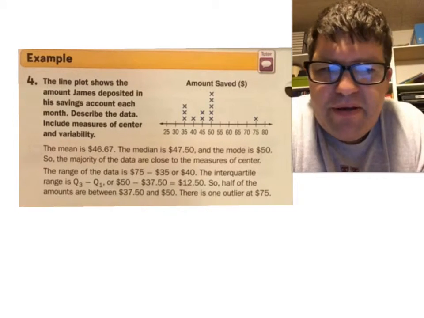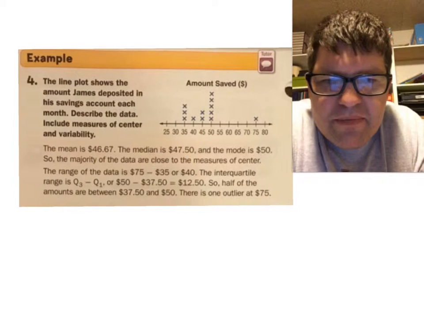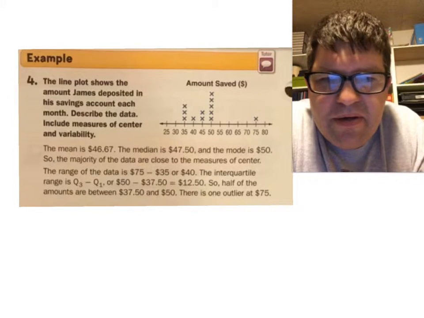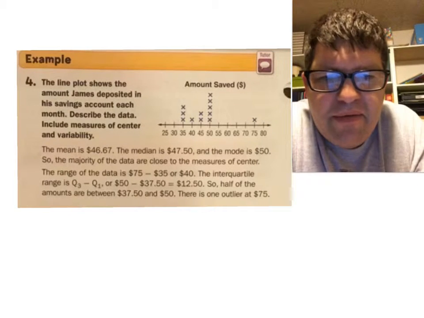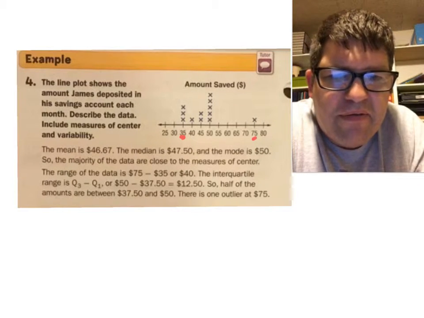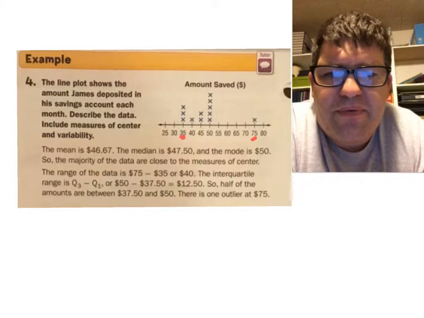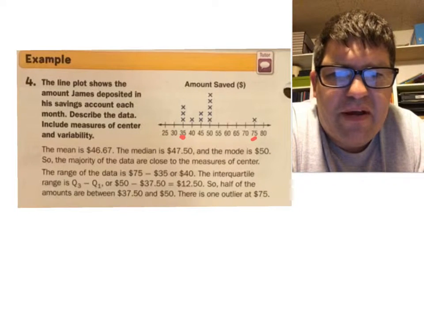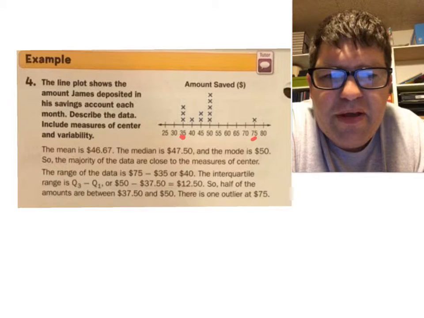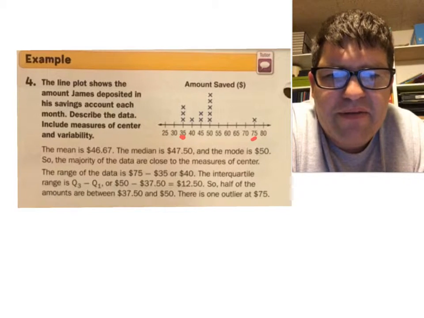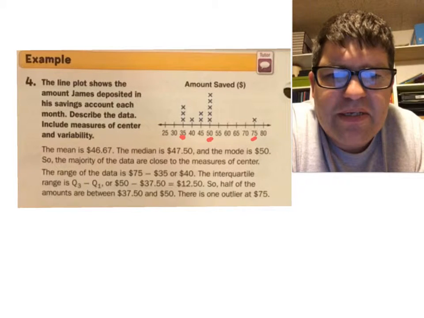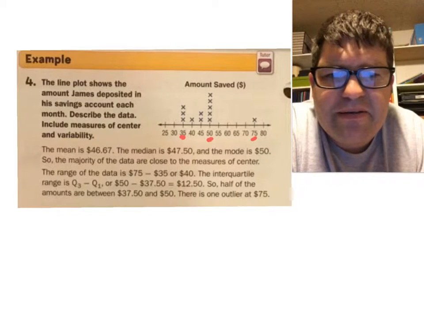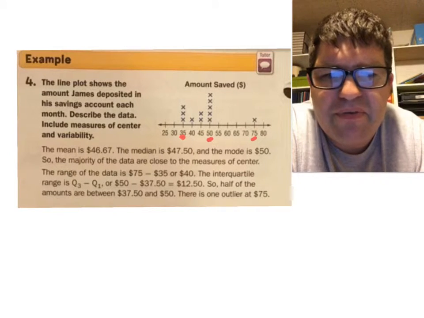So what we have here is 35. Oops, let's do it in red. 35 here, 75 here. So there was one time he saved $75. A few times he saved $35, and then some other times. Looks like the most he saved was $50. That was 1, 2, 3, 4, 5 times he saved $50.